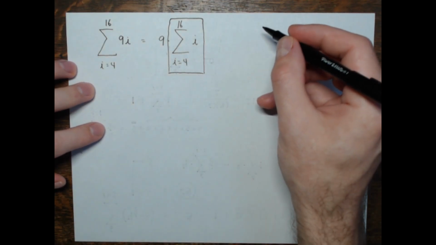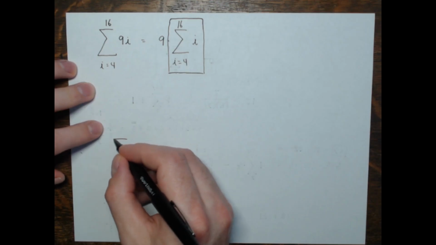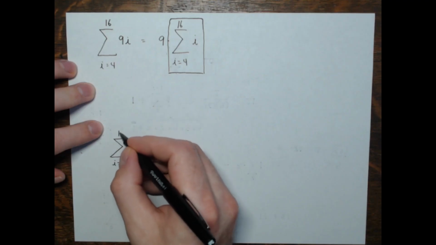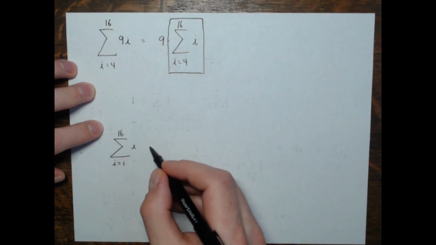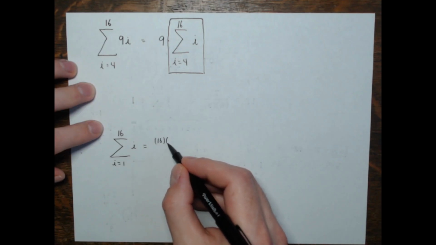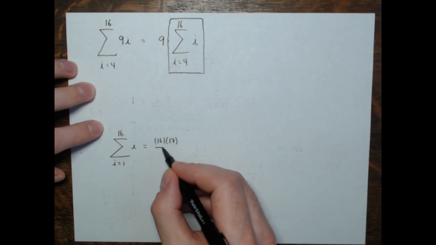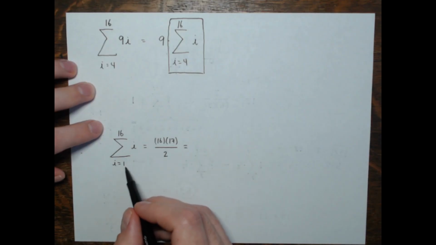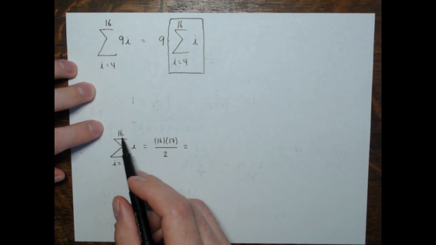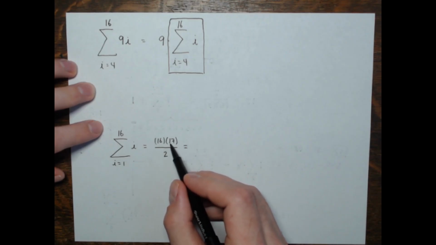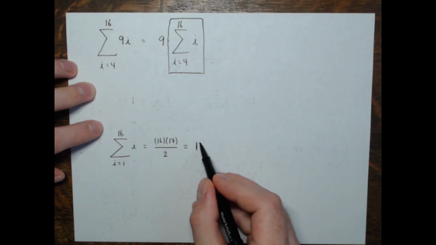Now, we saw earlier the sum from I equals 1 to 16 of I. That would be 16 times 17 divided by 2. Again, starting at 1, this is 1 plus 2 all the way up to 16. So that's 8 times 17, right? 80 and 56, 136.